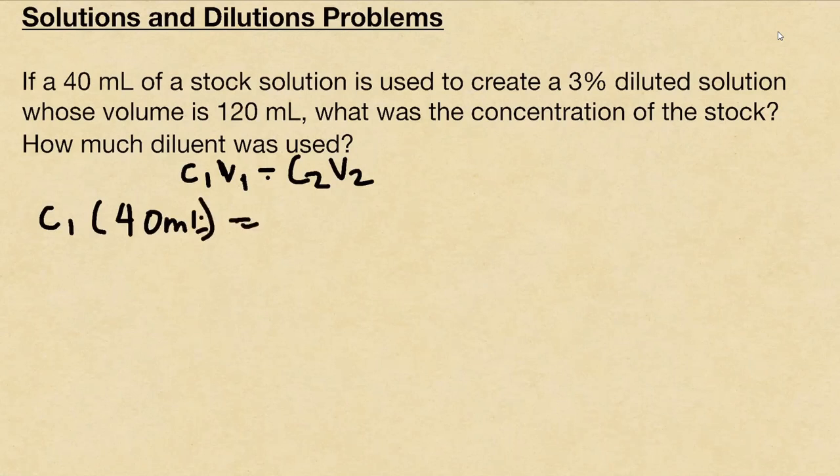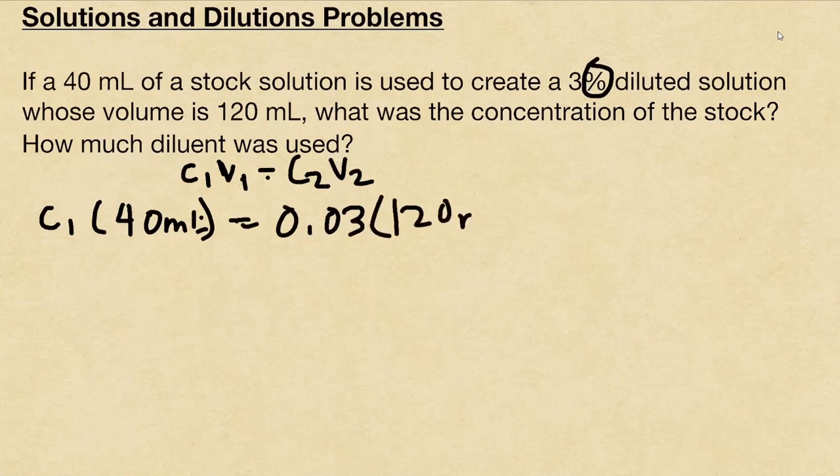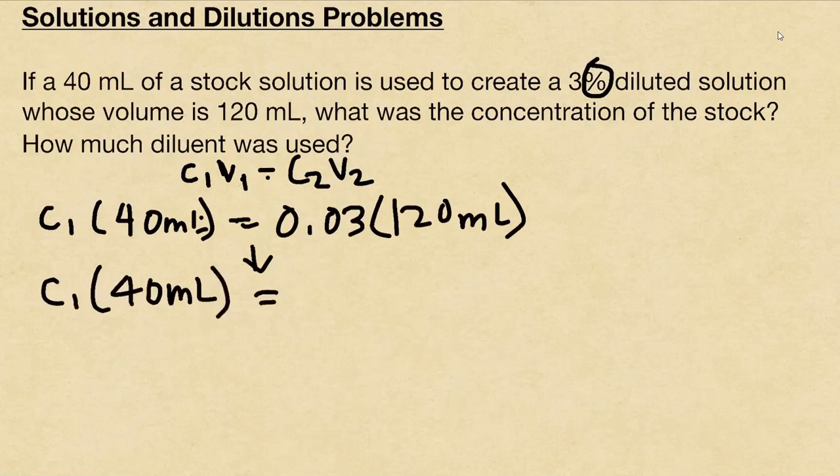And then we have created, so our final concentration is 3%. But remember, we don't want to play with that percentage number. We're going to go ahead and convert that into a number we can math out. So 0.03. And then our final volume was 120 mLs. All right, let's move on down and we'll go ahead and go C1, 40 mL. And then we'll math this all out, and that turns into 3.6 mLs.